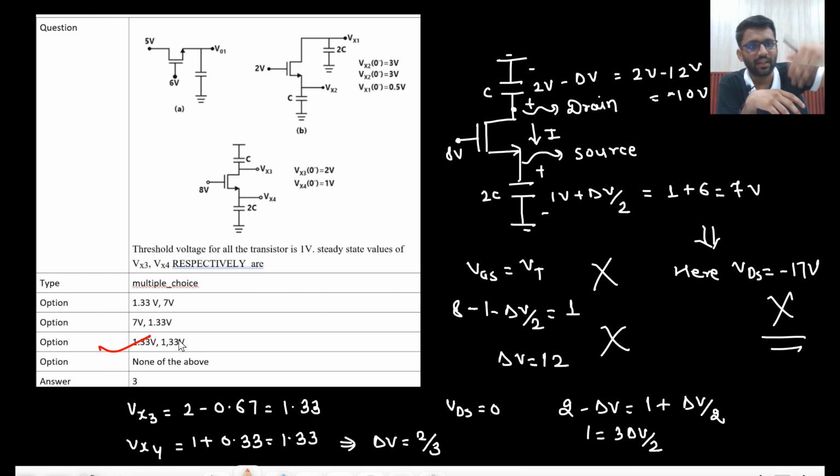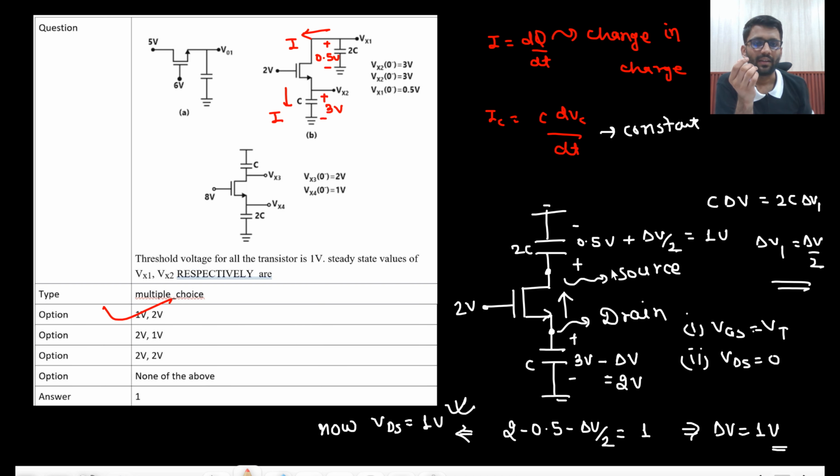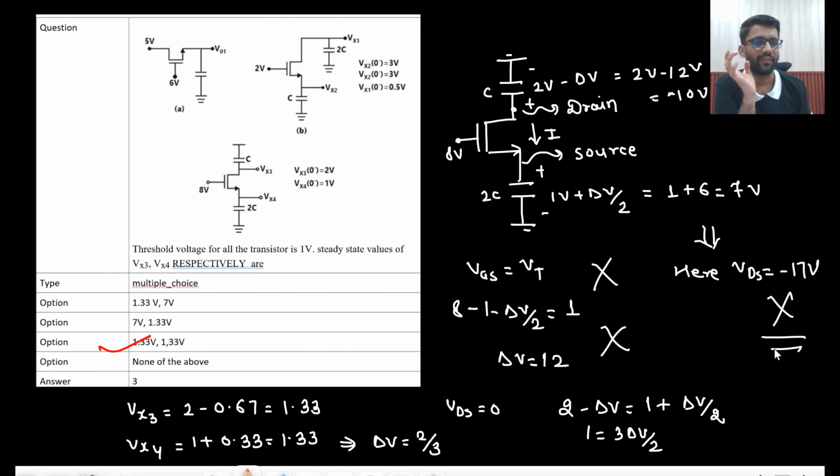Basically you need to see how much charge can flow. So here it wanted to charge up to 7 volt, but it cannot charge because 2 volt will not be able to deliver that. In this question 3 volt was delivering voltage here. So it wanted to charge up to 1 volt only and it was able to deliver that. But here it was not able to deliver that. Okay. So your answer is this.